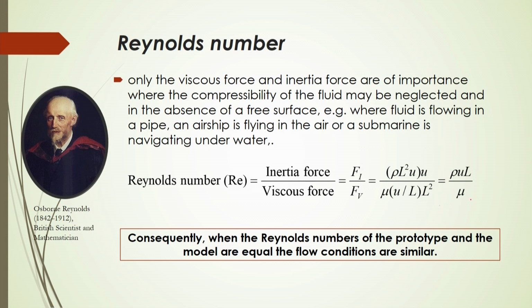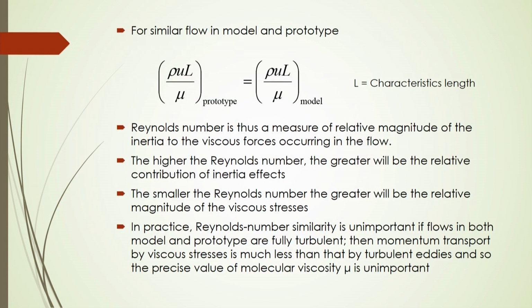Then accordingly you just substitute and have the simplification of this form, rho u L by mu. So, it is called the Reynolds number. In that case, when the Reynolds number of the prototype and the model are equal, then you can say that flow conditions will be similar. For similar flow in model and prototype, we can write the Reynolds number of the prototype and the Reynolds number of the model.